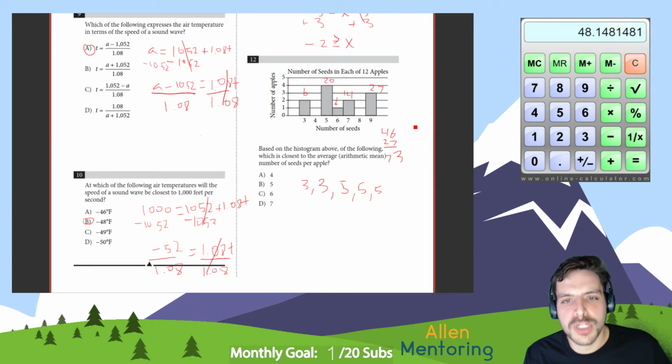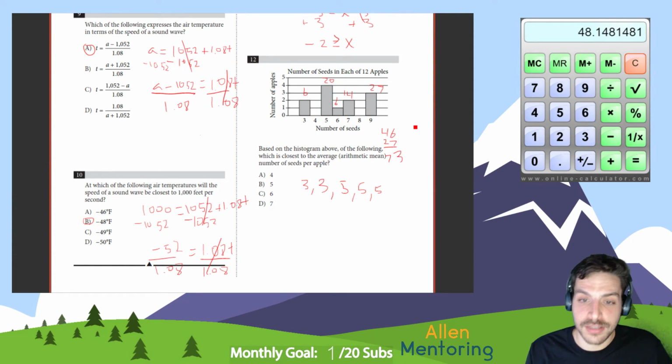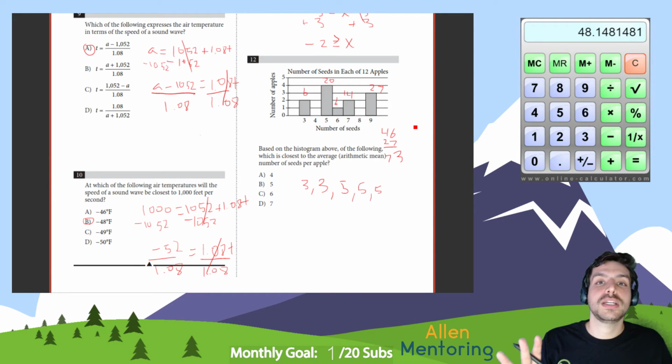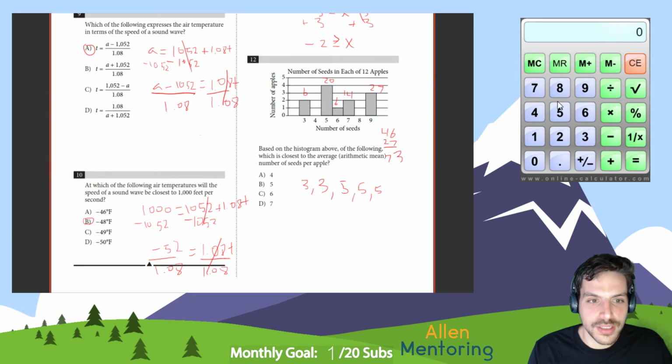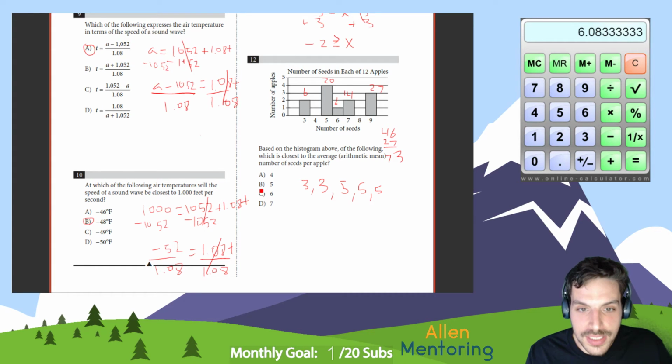And so now we just want to see what the mean is. So we have 73 seeds in total divided by 12 apples. So we have 73 divided by 12. So it's about 6 seeds per apple.